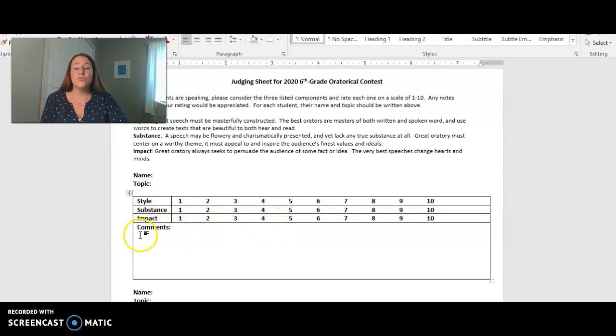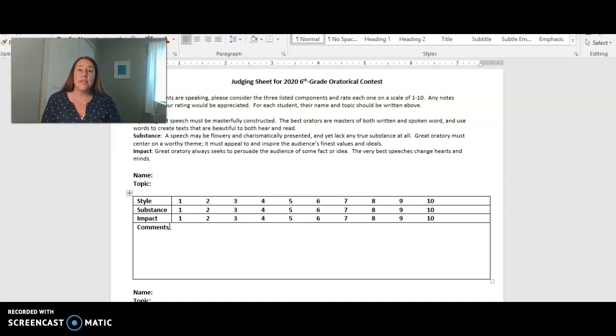Now truly the important part is the comments. I want you guys to think of glows and grows. We've been doing that all year. So what are the positives about what you saw? Be specific. Don't just say, great job, I liked your speech, great topic. Be specific. What did you see that you liked? And then grows. What could they have done differently that might have helped them to move things along?